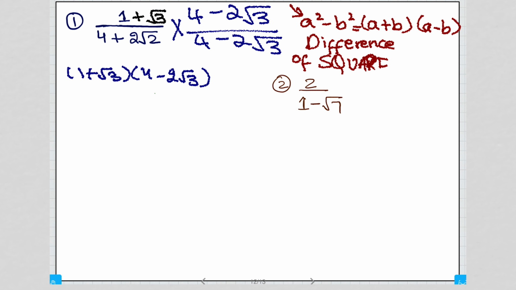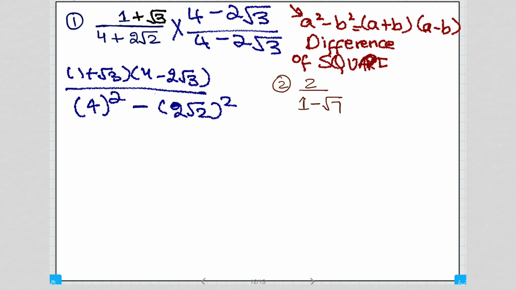We're going to expand it. For the bottom part, you square the first number, 4 squared. Then you write the difference of squares, minus sign, and then it's going to be 2 root 3 squared. The exact same thing we did for our last 2 questions.